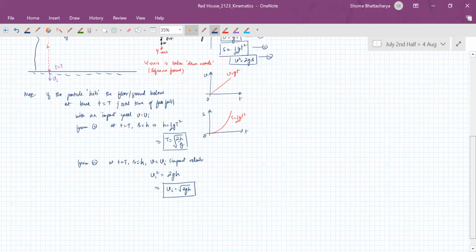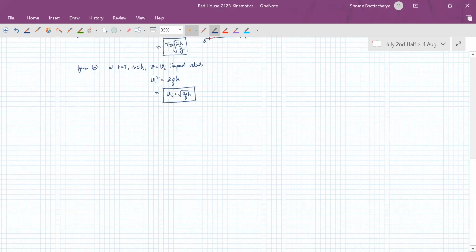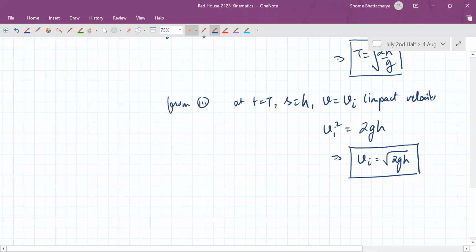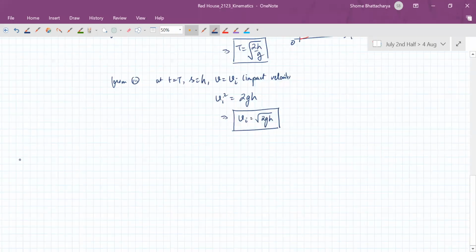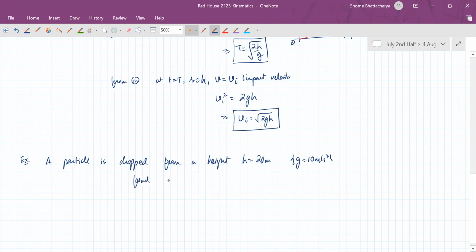So at your board or school level exams, or junior college level exams, you can get very direct questions where you have to just substitute into this formula. So for example, a particle is dropped from a height, say 20 meters, and take g as 10 meters per second square. Find the time taken to hit the ground and the impact speed. So they're just directly formula based, so nothing to do here.